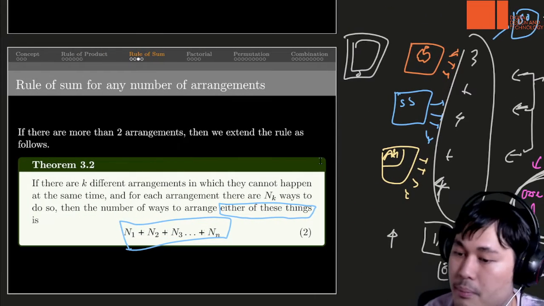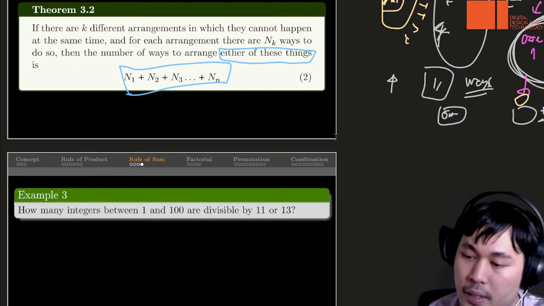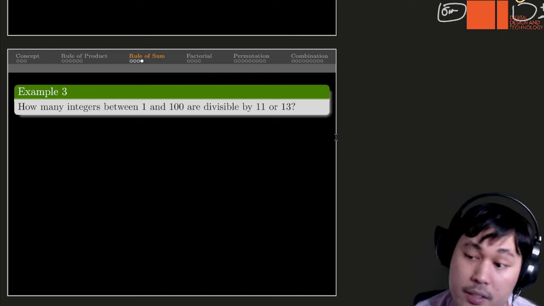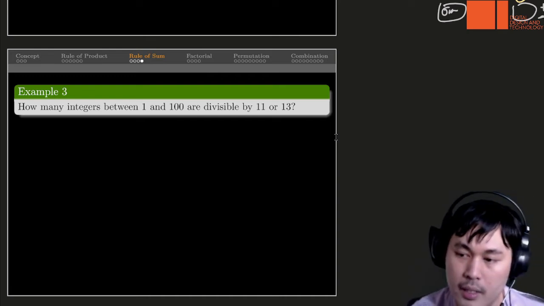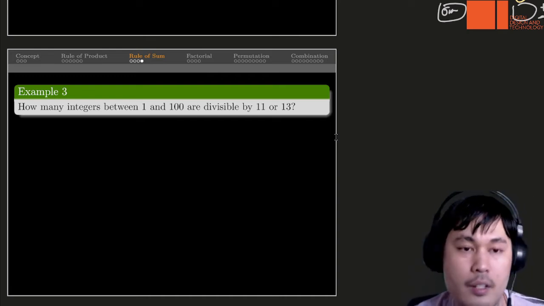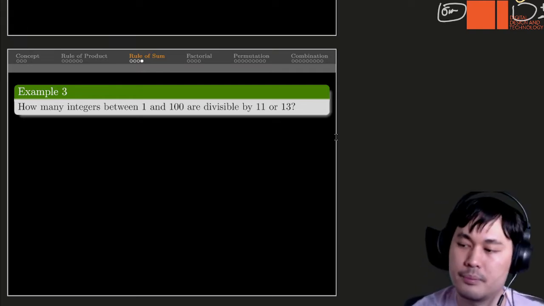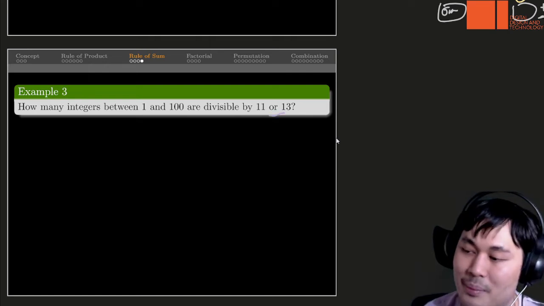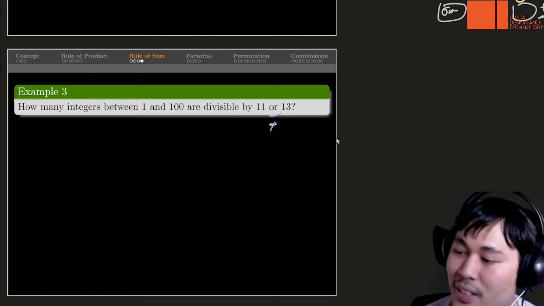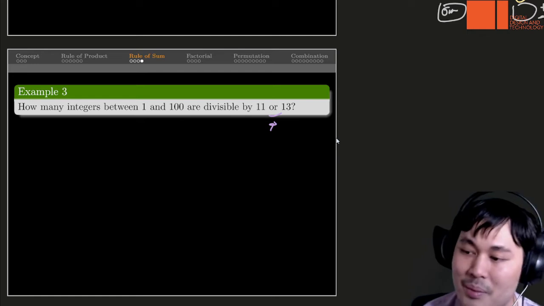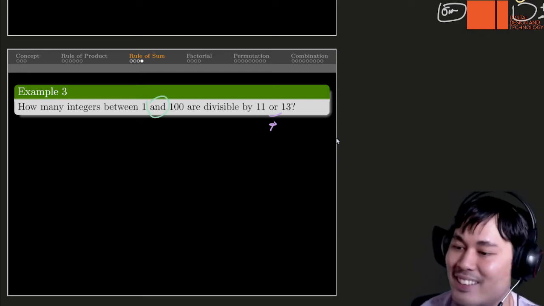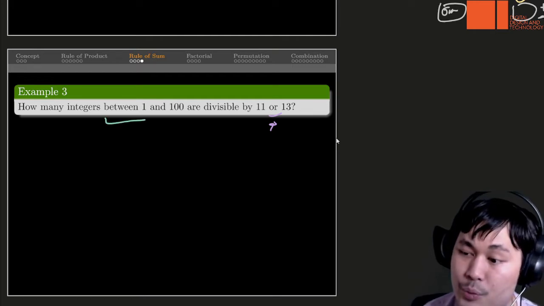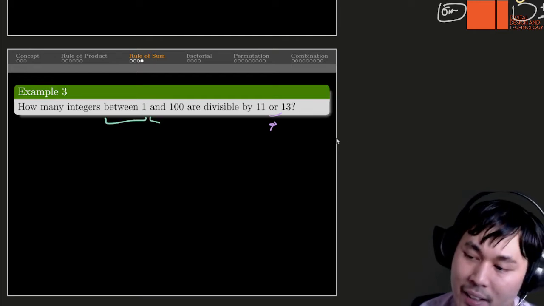Let me give you one example of how to apply the rule of sum. In this example, suppose you want to count how many integers between 1 and 100 are divisible by 11 or 13. It doesn't sound like the rule of sum, but there's some giveaway, which is 11 or 13. You might say, okay, there's the word and, but yeah, the word and is for the word between. It's between 1 and 100.